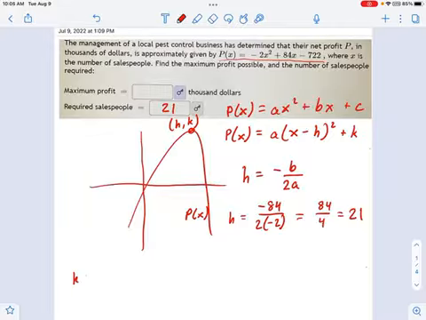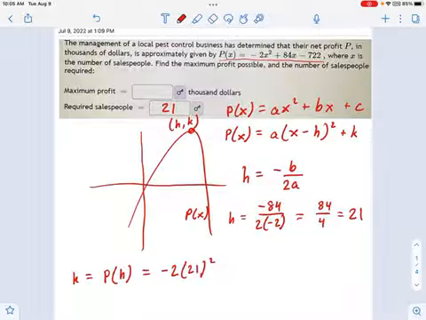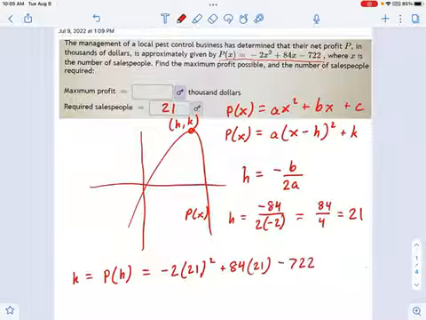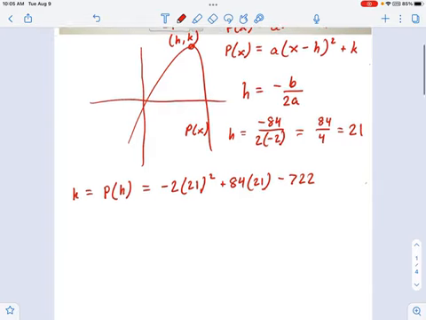So we're going to say k equals p of h, and I'm going to plug in h right here instead of x. Well, let's see what that does. Negative 2 times 21 workers squared plus 84 times 21 workers minus 722. So some of the numbers here are a little big. 21 squared, I don't know if I want to do that in my head. 441? Maybe. 84 times 21, I do not know.